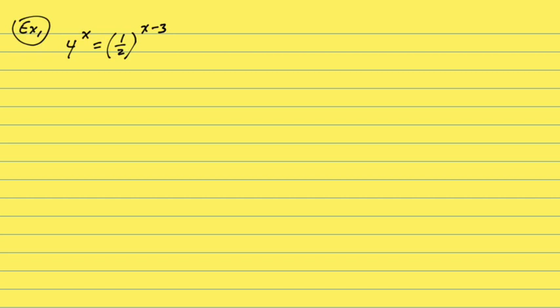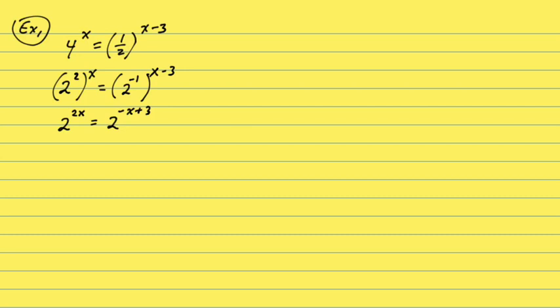You want to write everything with the same bases or the same exponents. 4 is a power of 2. It is 2 squared. A power to a power, you multiply your exponents. 1/2 is also a power of 2. It's 2 to the negative 1. Power to a power, you multiply your exponents. Negative 1 times x is negative x. Negative 1 times negative 3 is positive 3.